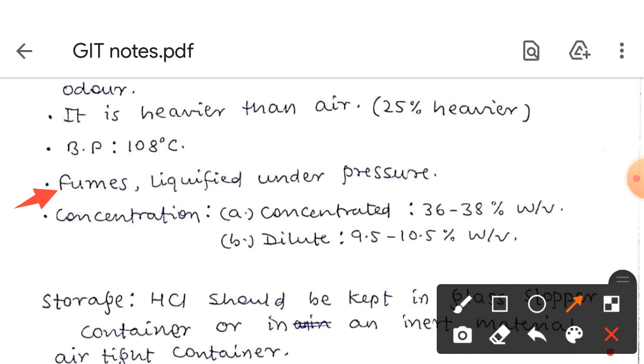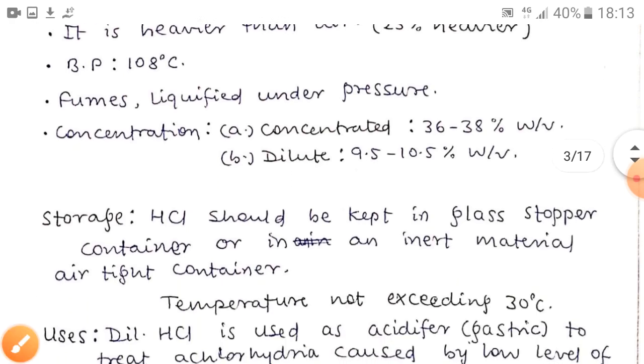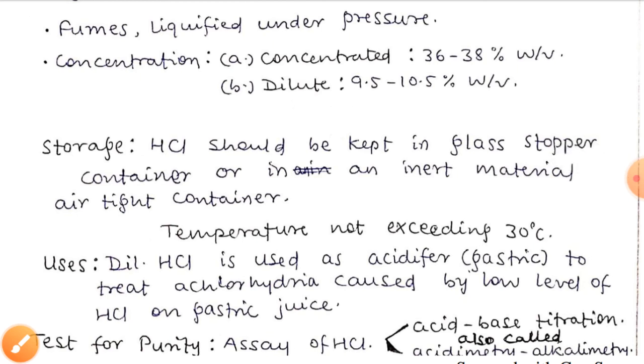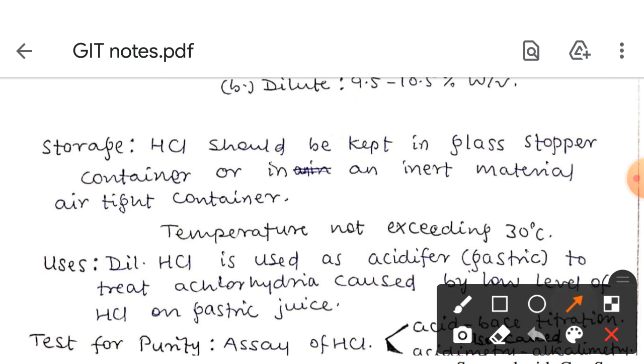Now we have to discuss the storage condition, which is mainly similar in most of the cases. Hydrochloric acid should be kept in a closed stopper container or in an inert material airtight container. So this is the storage condition. It should be kept in a glass stopper container or in inert, meaning they do not react with any substances, material airtight container. Temperature not exceeding 30 degrees Celsius. So this is a precaution. The temperature should not exceed 30 degrees Celsius. It should be less than 30 degrees Celsius.